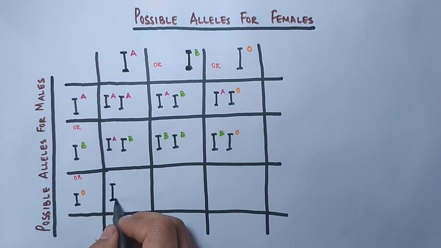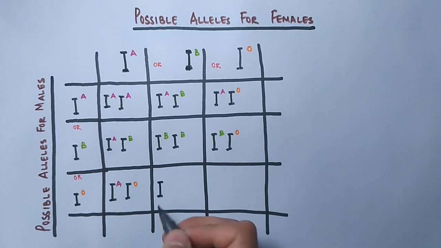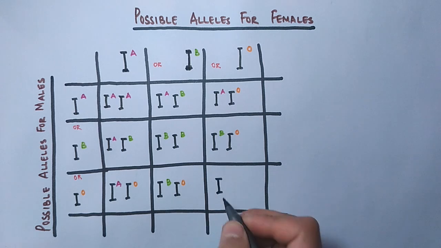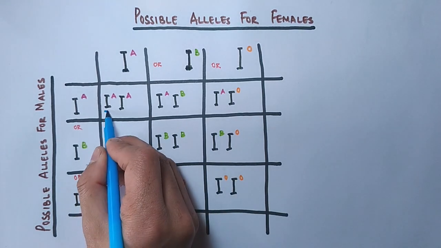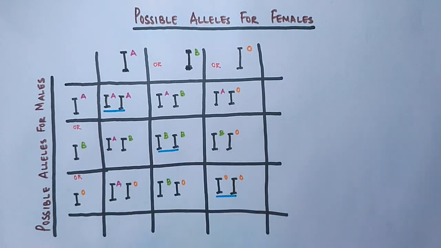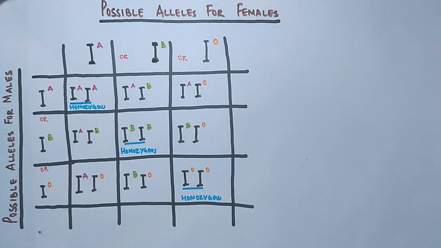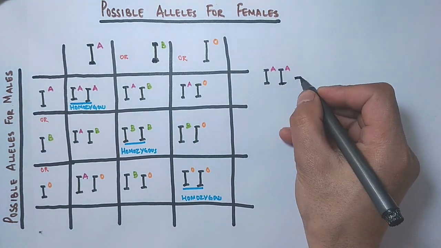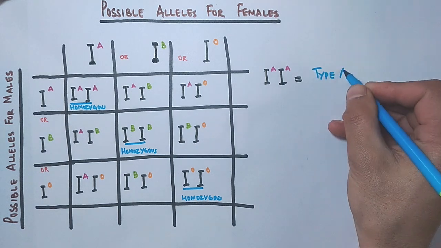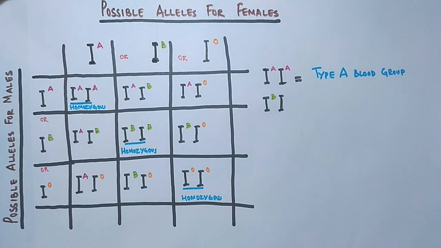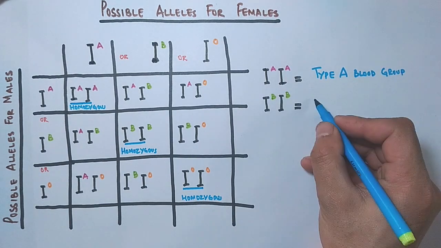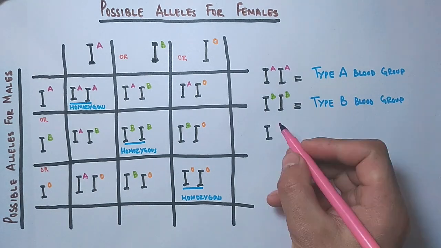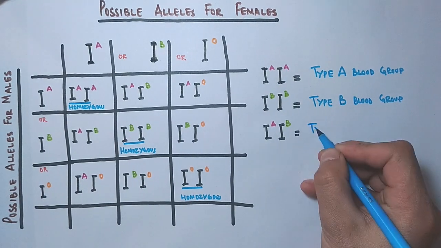In this cross we find that 3 homozygous conditions occur, in the form of IAIA, IBIB and IOIO individuals. The rest are all heterozygotes. When we see this cross, we get 6 possible conditions. The IAIA condition is the individual having A blood group. Then we have the IBIB condition, the individual having B blood group. Then we have the IAIB condition, the individual having AB group.